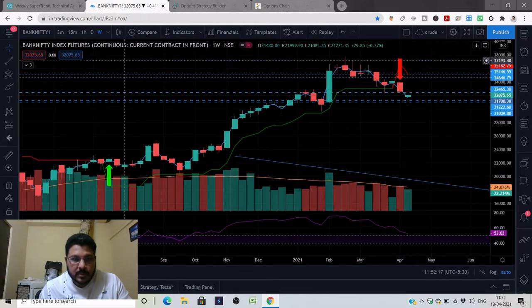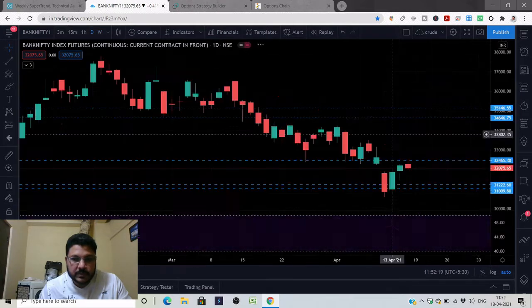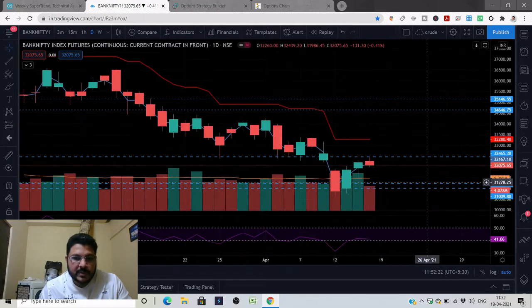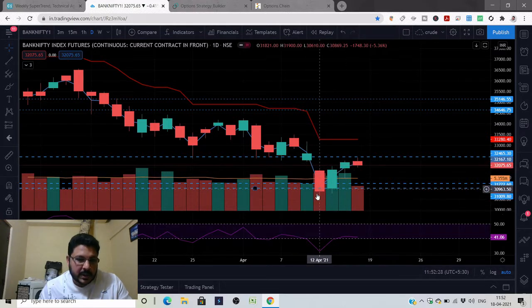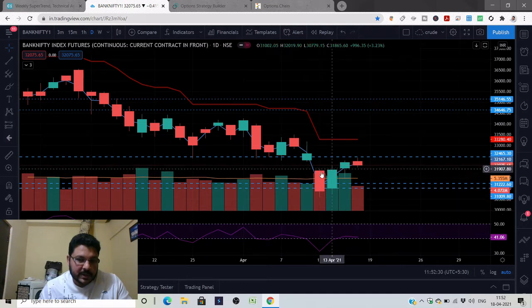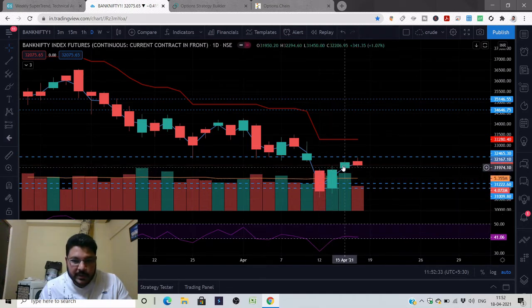And if you see, the daily time frame has already given us an indication that there is a reversal on this pattern. This is called the bull 180 pattern, and here we have seen that the candle has closed above this red candle, and then this green candle has given us an indication.